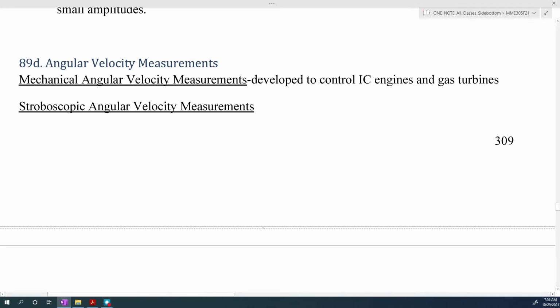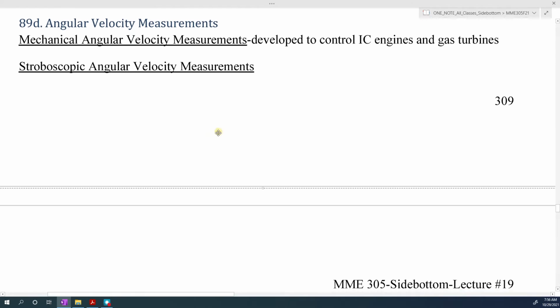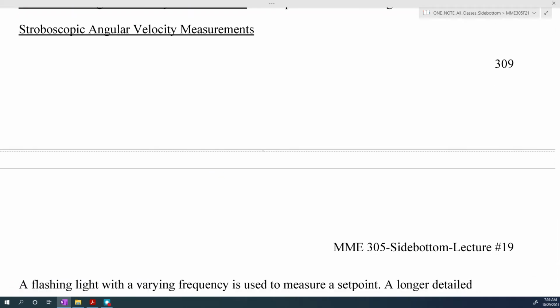So in this video, we're going to discuss different ways that we can measure angular velocity. There have been a bunch of mechanical measurement tools used to measure angular velocity. Those have been mostly developed to control internal combustion engines and gas turbines. We're not going to go into much detail on those. But what we are going to discuss is stroboscopic angular velocity measurements, and we'll also discuss electromagnetic angular velocity measurements, and how those work.